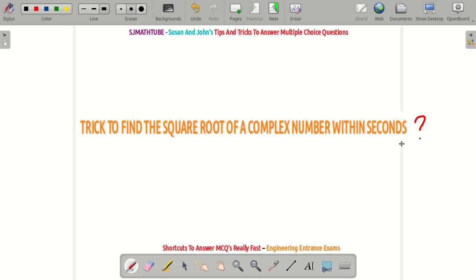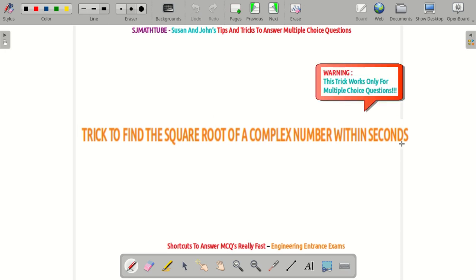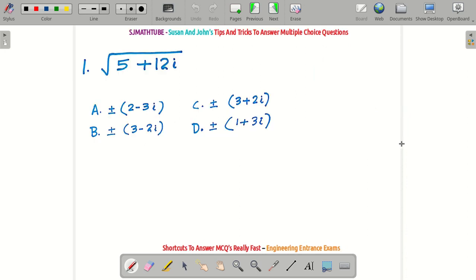But before we start, I'm going to give you a small warning. This trick works only for multiple choice questions. I'll repeat, this trick works only for multiple choice questions. But don't be sad, most of the engineering entrance exams are based on multiple choice questions. So be very happy, let's learn the trick.